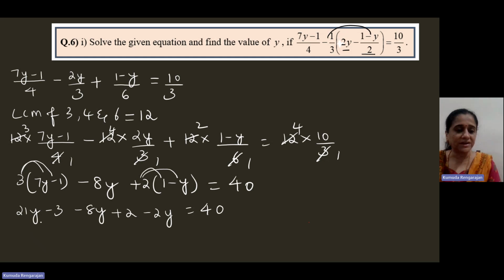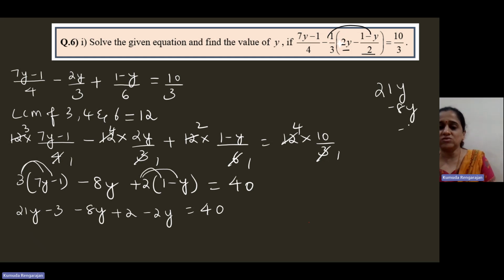So we have how many y terms? 21y minus 8y minus 2y. So let's simplify the y terms. 21y minus 8y minus 2y. So what is minus 8 minus 2? Minus 10. And what is 21 minus 10? 11. 11y. It's just like simplifying the numbers and then put a y after the answer.